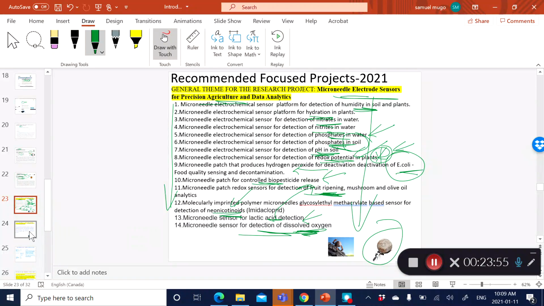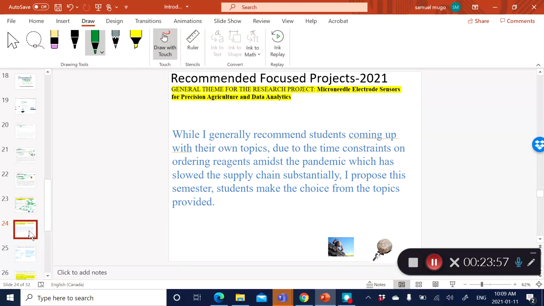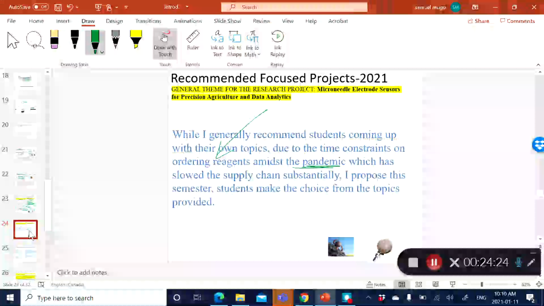I should mention that in general, I actually recommend students come up with their own research topics. However, this semester is very different, partly because of the pandemic. I anticipate, and I know this, that ordering reagents is very challenging. It's going to be slowed down. The supply chain has been substantially slowed down. And so if I've got so many different types of projects that require ordering of reagents, I know I'm going to get into a problem.